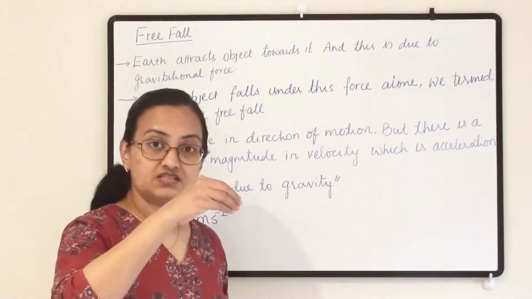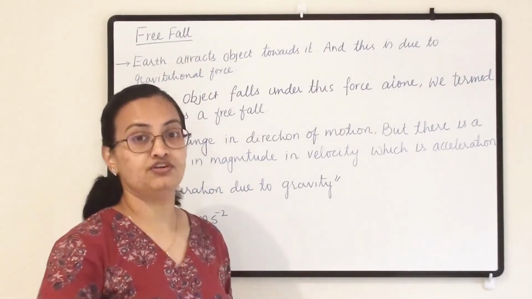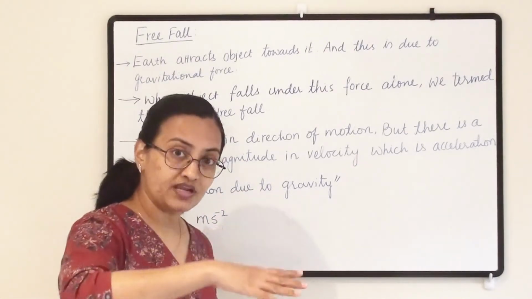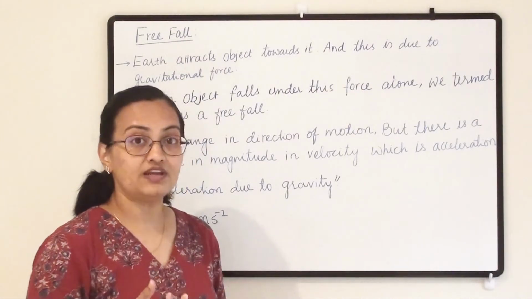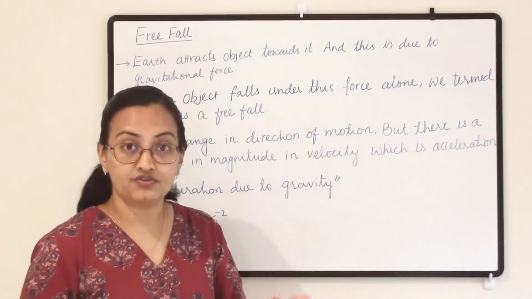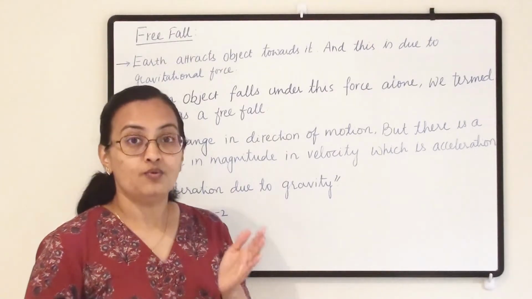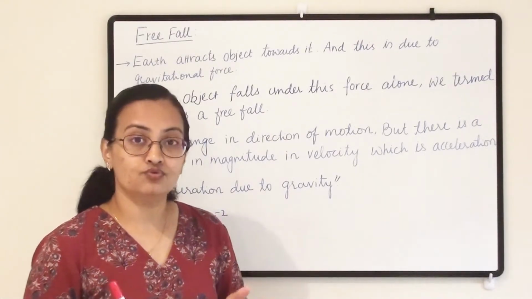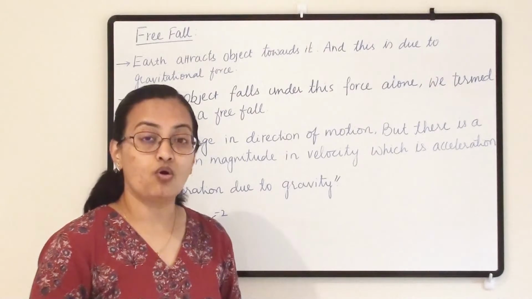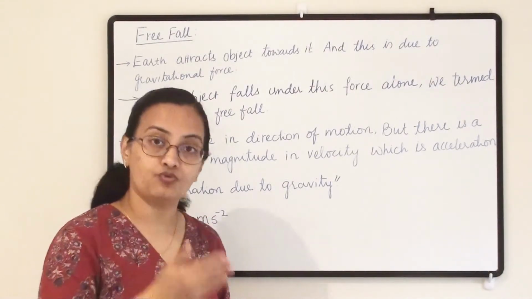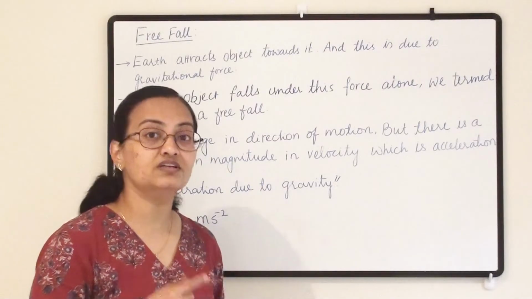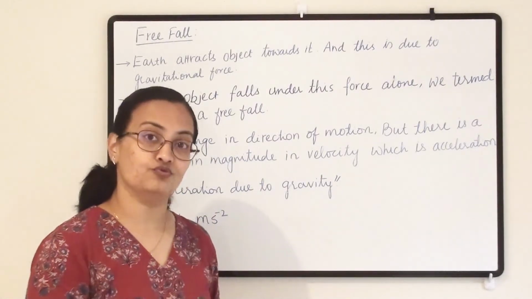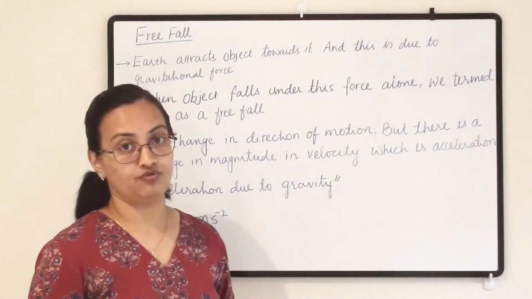When I am dropping something from my hand, that is a free fall. If I am putting a little bit of force on that, then that is not a free fall. Free falling means an apple is falling from the tree. That is a free fall. When no external force is applicable on the object and it is falling towards the earth because of the earth's gravitational pull or force, that is termed a free fall.